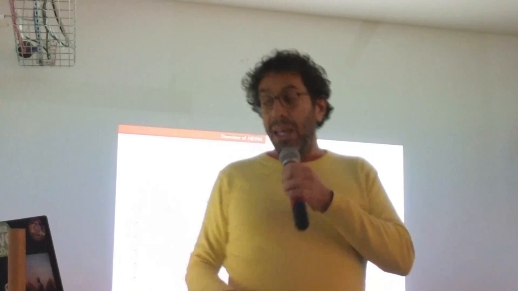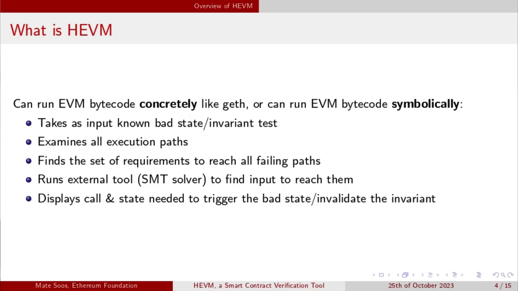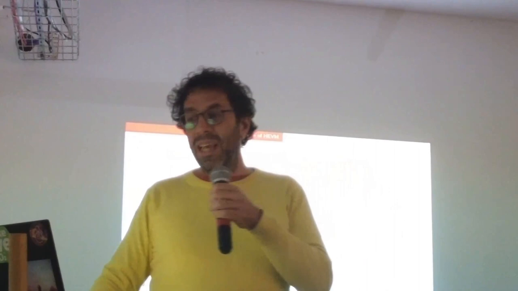And the way the symbolic execution works is that it takes some kind of input as a known bad state or an invariant that you want to check against, examines all the execution paths that can be taken, finds the set of requirements to satisfy or invalidate your invariants or satisfy the known bad state, and then runs an external tool to try to figure out ways to satisfy these requirements, and eventually prints to you a set of inputs that will trigger those known bad states or invalidate your invariants. So let me show you an example, because I think that might be a bit easier.